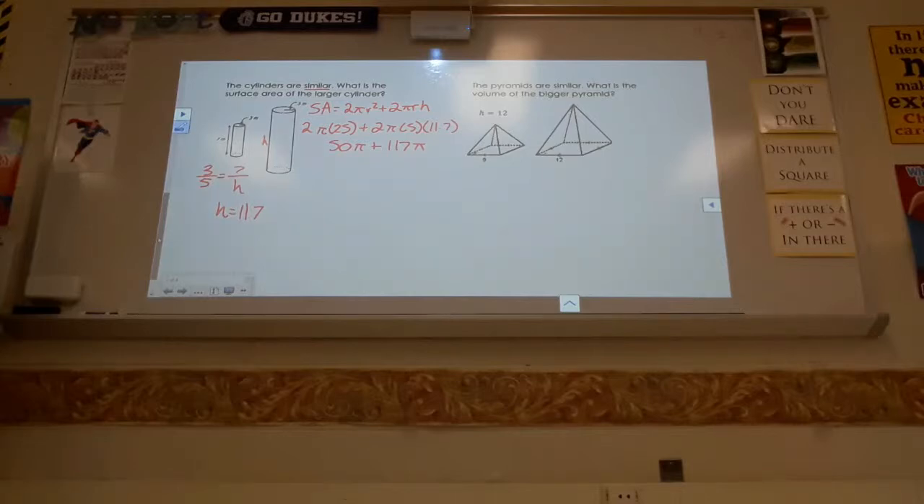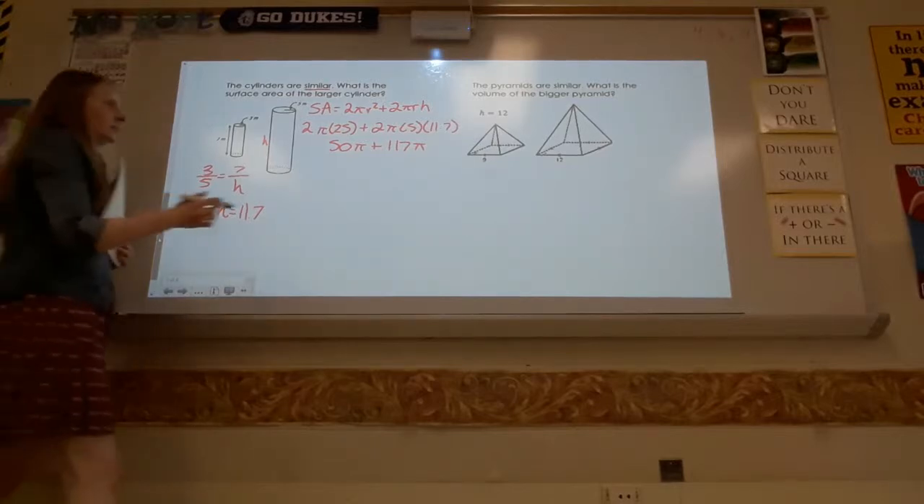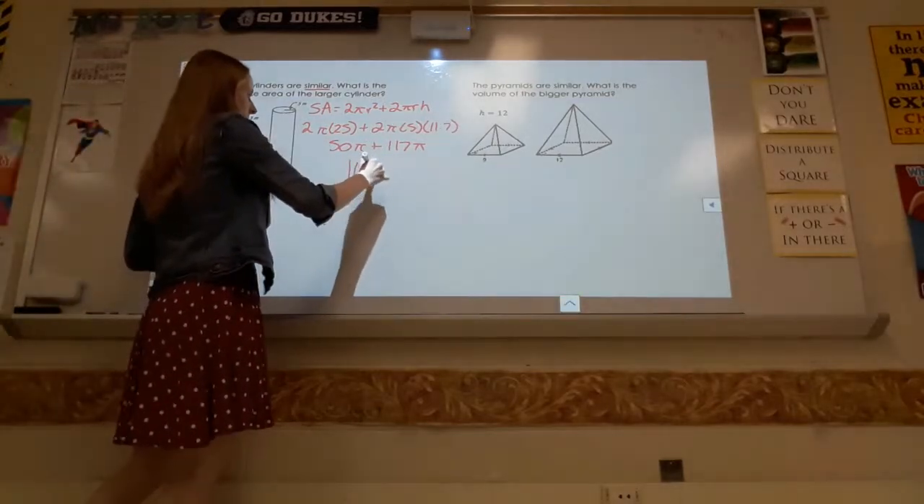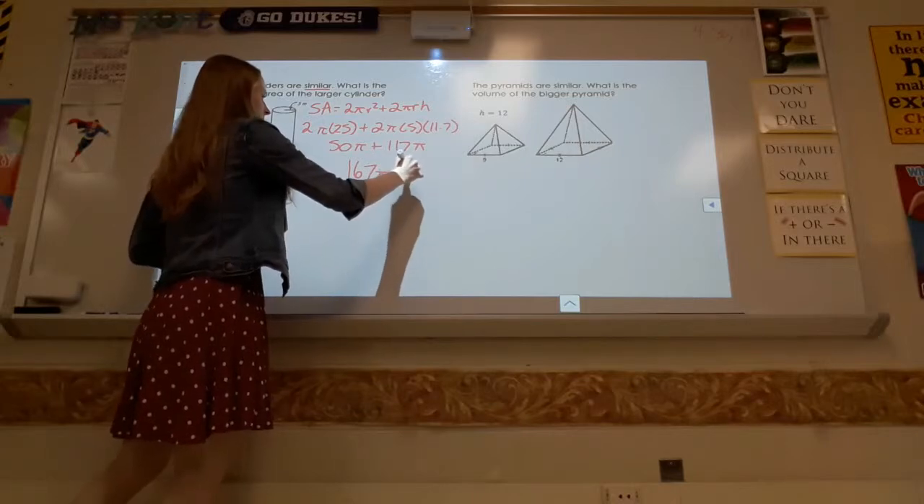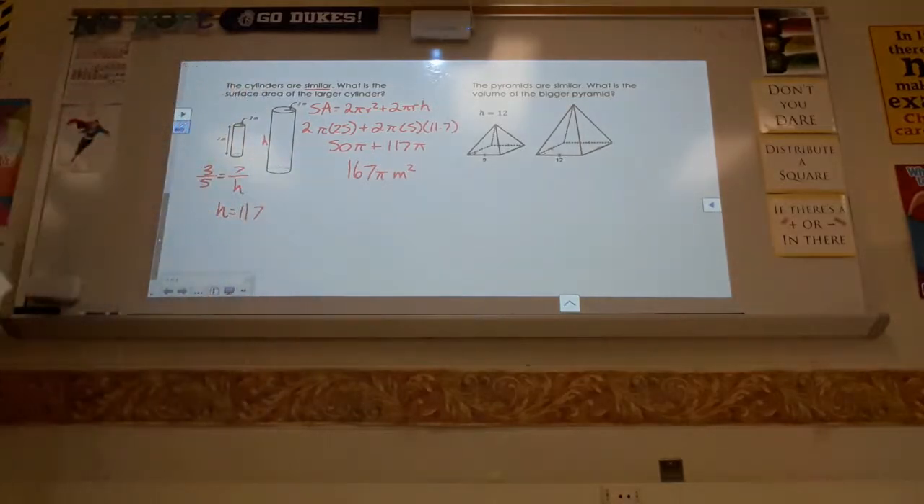Numerically it becomes 50 pi for the first term, and then 2 times 5 times 11.7 comes out to be 117 pi, and then when you combine them, you get a total of 167 pi meters squared.